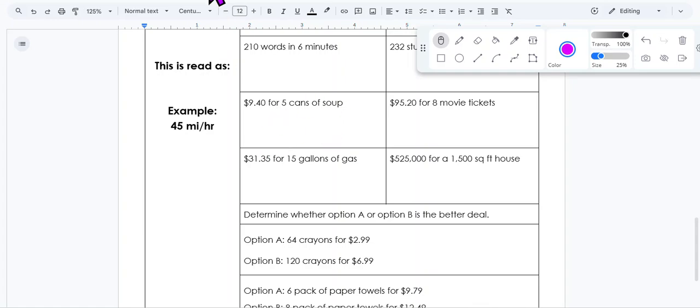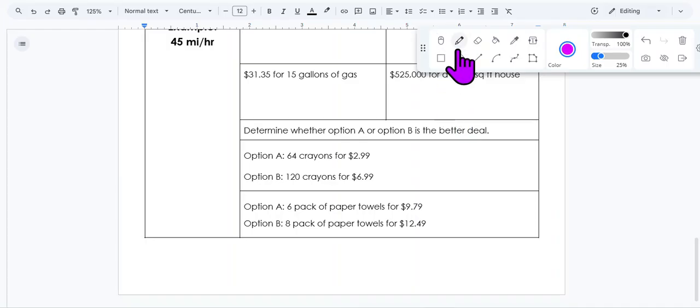All right, where this is very useful is in real life, when you're buying things. When you're buying things, you're trying to figure out what's the better deal, right? So I'll do one example here, and you guys are going to try one on your own. If I have two options for a box of crayons, one that's 64 of them for $2.99, or another one that's 120 of them for $6.99, and I'm trying to figure out which one's the better deal.